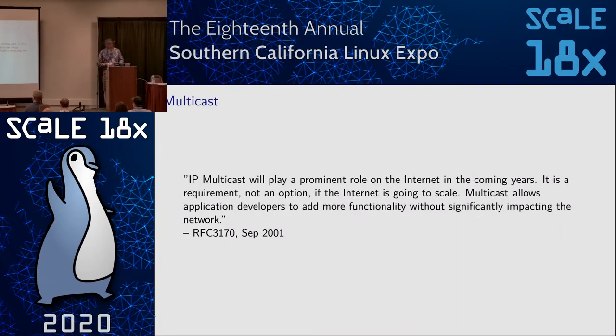In 2001, RFC 3170 was written, and it says this: IP multicast will play a prominent role on the internet in the coming years. It is a requirement, not an option, if the internet is going to scale. Multicast allows application developers to add more functionality without significantly impacting the network. Now that was 2001. What year is it? So yeah, we've kind of not been doing a lot with multicast. It's not really used on the internet. It's largely misunderstood. Those who do know about it have quite a few misconceptions, which I'll come to later.